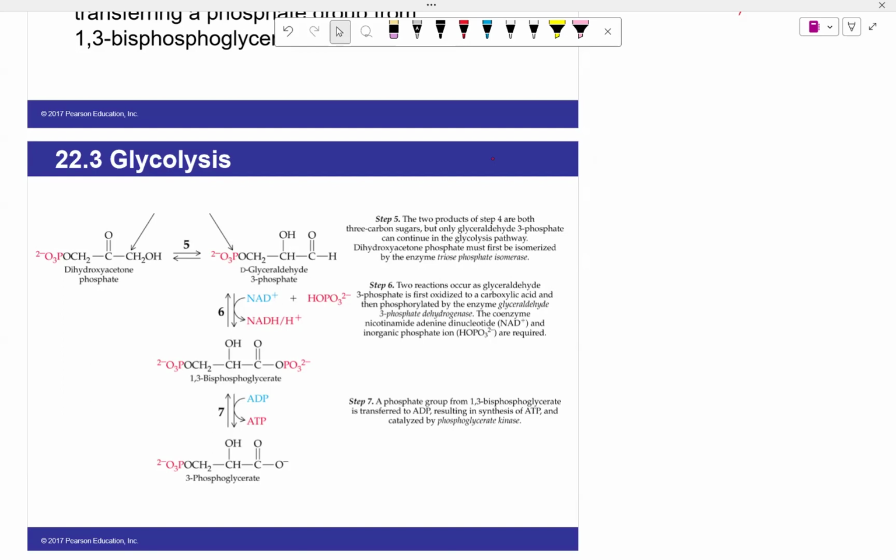So the first thing we need to do on this is to put another phosphate group on the glyceraldehyde. That's what this step 6 is. So first we isomerize this to that, and then both those now can undergo this phosphorylation reaction. Okay, so what's happening here is we are reducing the NAD plus to NADH. Remember, the two reasons for glycolysis is ATP and NADH. So here we're producing the ATP.